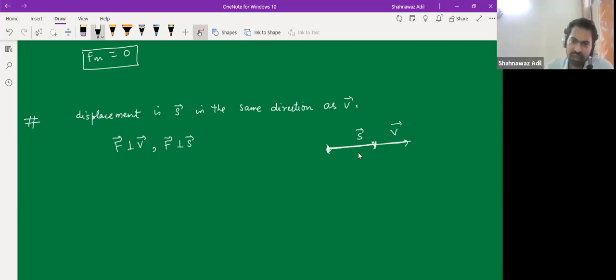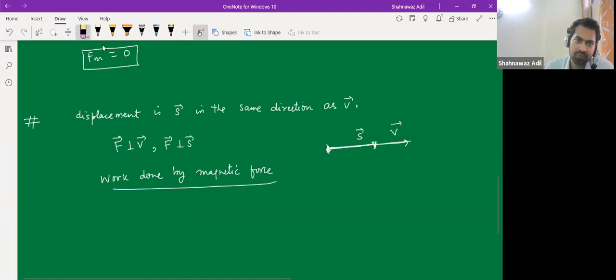Okay. And we are not talking about uniform circular motion, because in uniform circular motion the displacement and velocity are in different directions. But we are talking about this motion. Then what is the work done by the magnetic force? This W would be F dot S. This is the work done, right?